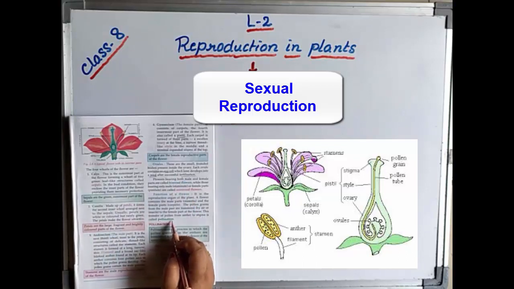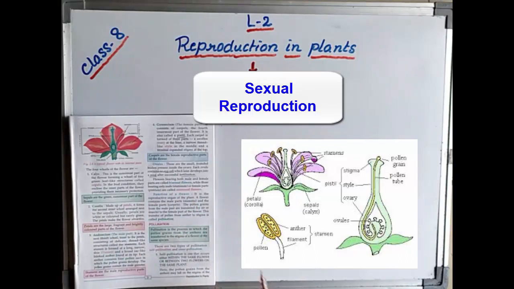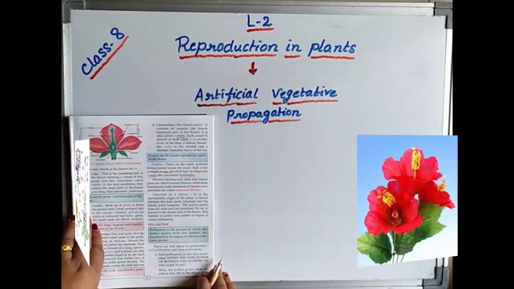pollination. So students, I hope you have understood the sexual reproduction of plants, in which today you have learned the four important roles of the flower. Pollination I will teach in the next class.